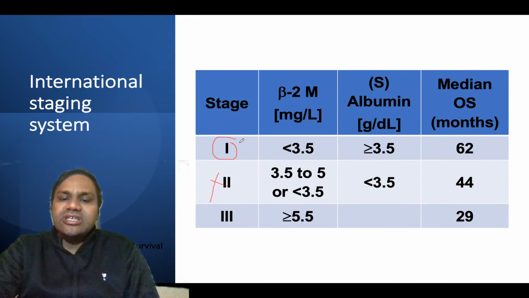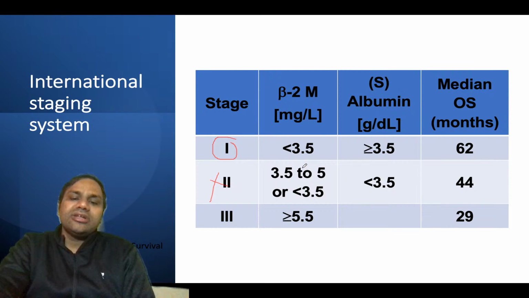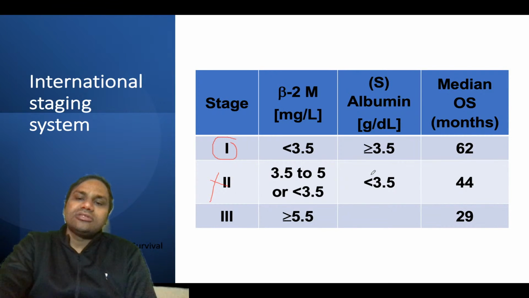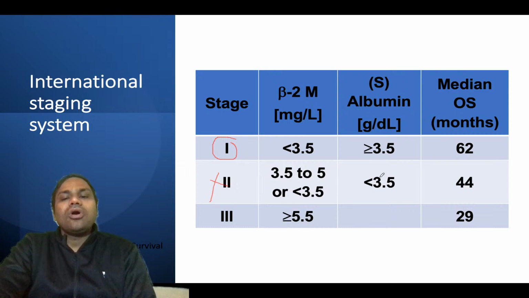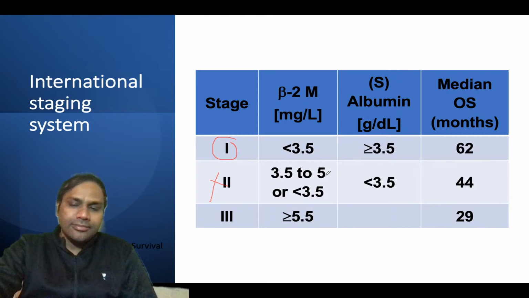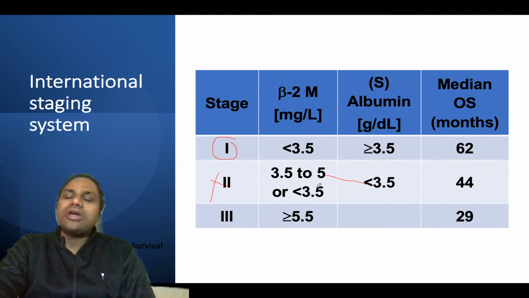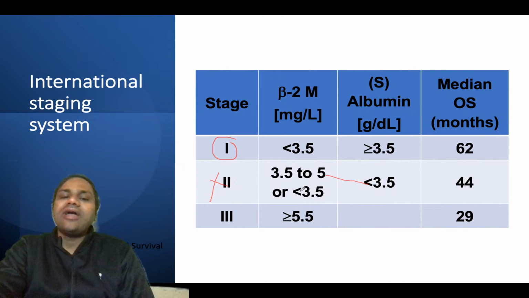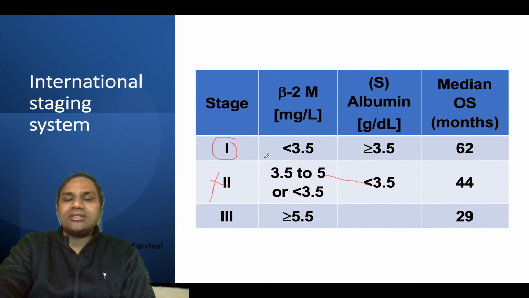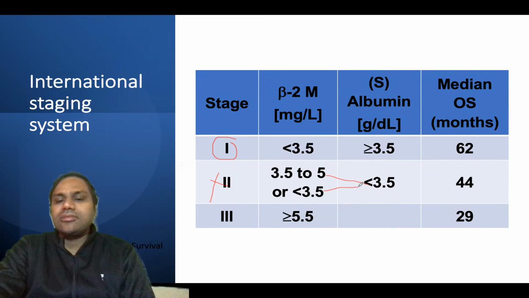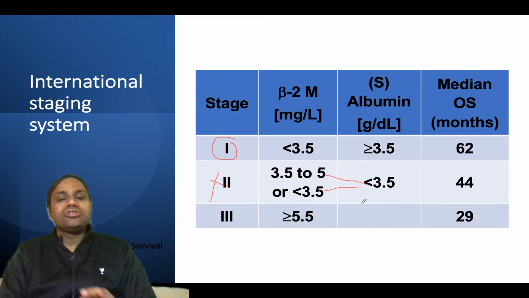So when beta-2 microglobulin is between 3.5 and 5.5, or serum albumin is less than 3.5, that is stage 2. So if this and this are both present, then it is stage 2. Or if beta-2 microglobulin is less than 3.5 and serum albumin is less than 3.5, then also it is stage 2.